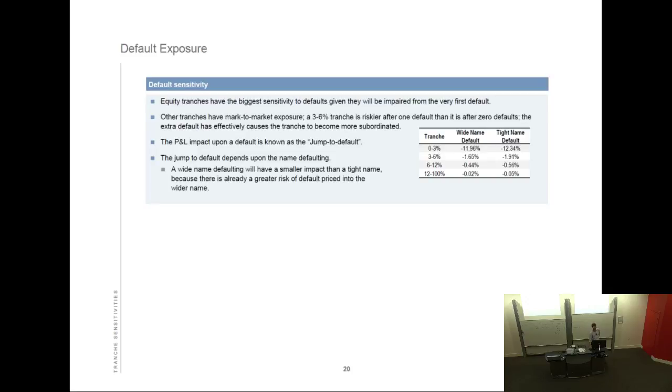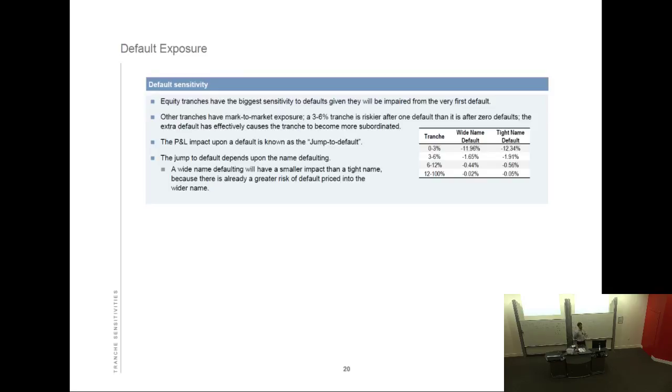Now, default sensitivity. What happens to a tranche position when there's a default? We've seen the default profile for the portfolio loss, right? That's at expiry of the tranche. This is your precise exposure to default. In the beginning, if you're looking at a mezzanine tranche, it's 0, later it's linear, and then it's maxed out.